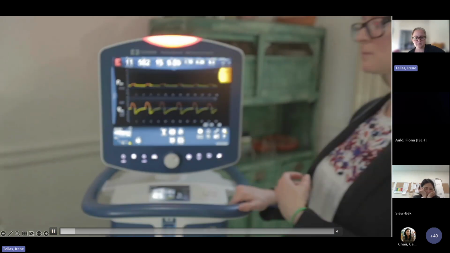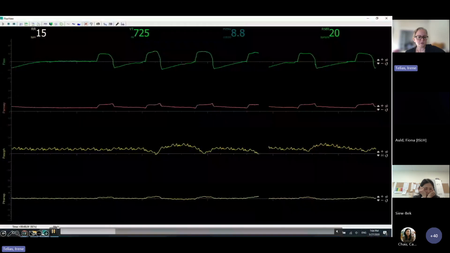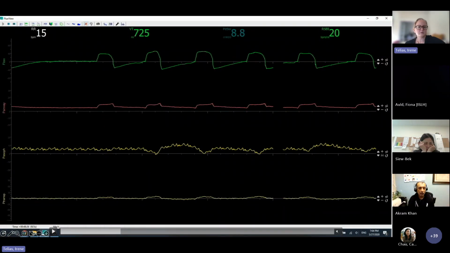On the same patient, we have esophageal pressure inserted. Okay, so this is real. This is the same patient. So we see on the top, we have the flow tracing, then the airway pressure tracing, and then the esophageal pressure tracing. You see the cardiac artifact.